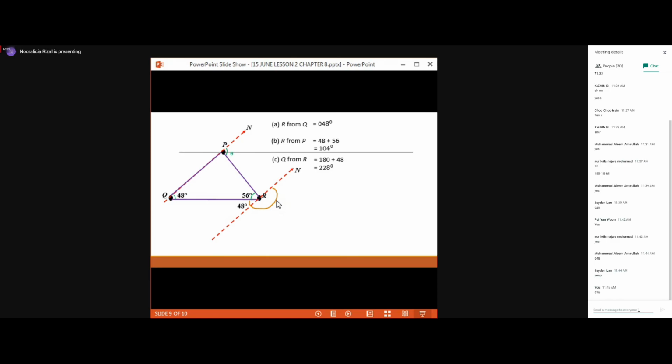Okay, it's okay for those who are still not sure. You need to do a lot of practice. Every time in maths, you need to do plenty of practice to be very good.